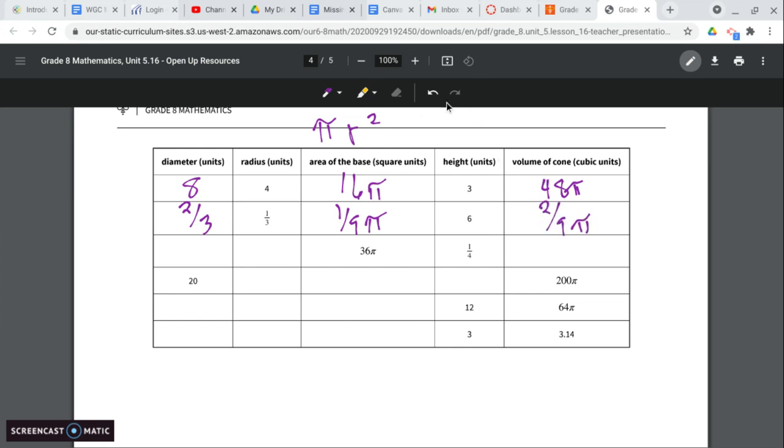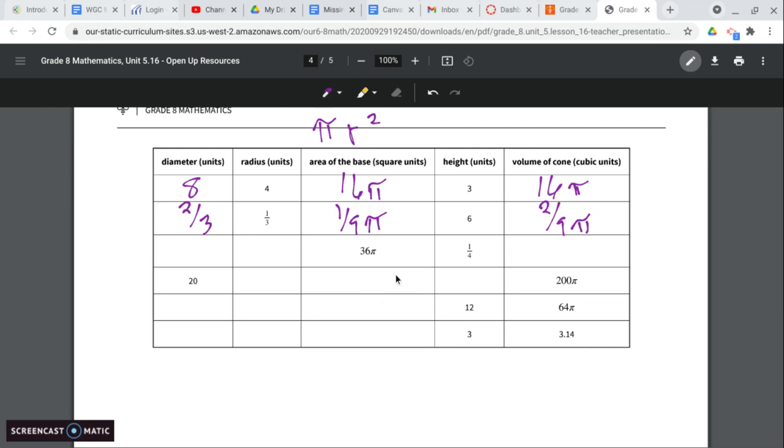So we have to go back and fix this one here. Whoopsies. So this would be before we divide by 3. Don't forget we have to divide by 3 on these because it's a cone and a cone is 1/3 of the amount of a cylinder. So this would actually just end up being 16 pi. I apologize for that. So easy mistake to make because you're used to the cylinder formula for volume.